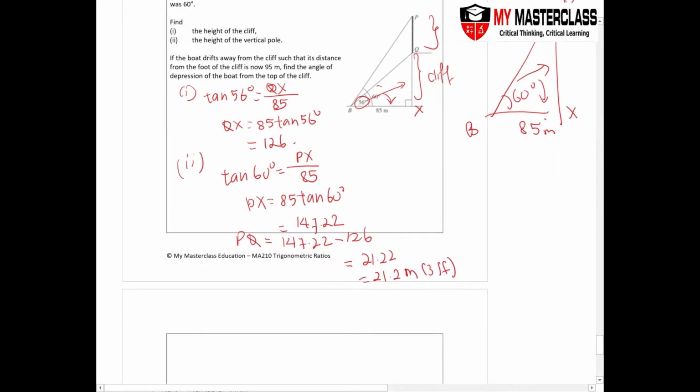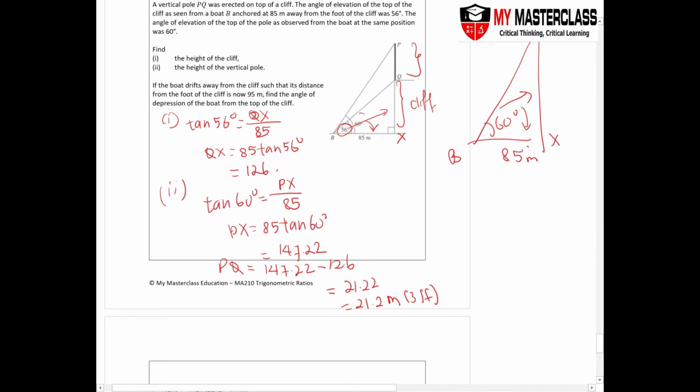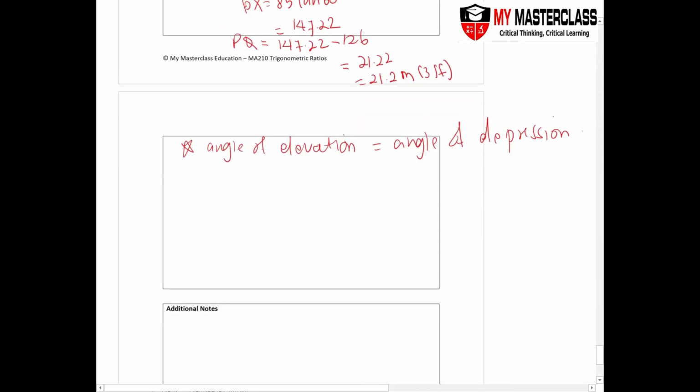Okay, you're not done. So the next part of the question says, if the boat drifts away from the cliff such that the distance from the foot of the cliff is now 95 meters, find the angle of depression of the boat from the top of the cliff. So reminder, okay, angle of elevation is the same as angle of depression. Okay, so what's the question actually trying to tell you?